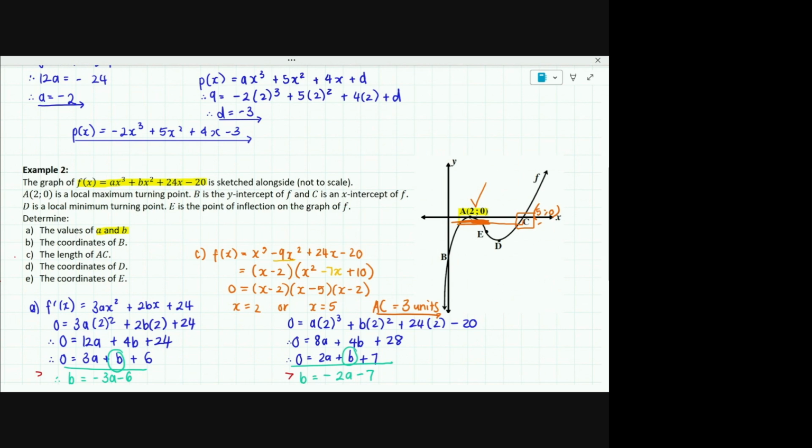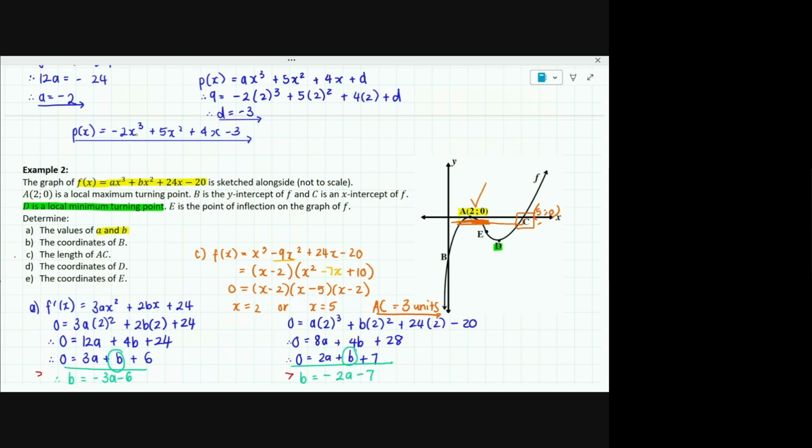All right, question D asks for the coordinates of D. Now, remember they told us that D was our local minimum. So in the information of our question, in case we've forgotten, D is the local minimum turning point. Here it is. And we already know that to find a turning point, we need to take the first derivative and make it equal to 0. So that is exactly what we're going to do.